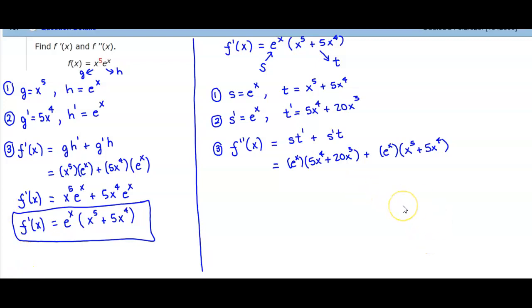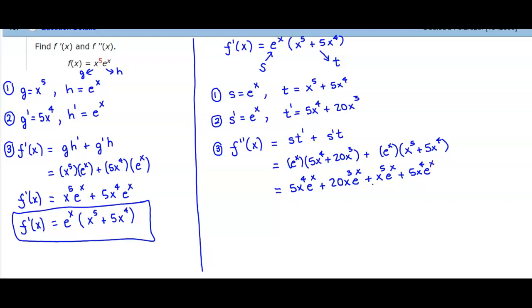So let's go ahead and multiply it out and see where we can combine like terms. So we have 5x to the fourth e to the x plus 20x cubed e to the x plus x to the fifth e to the x plus 5x to the fourth e to the x.